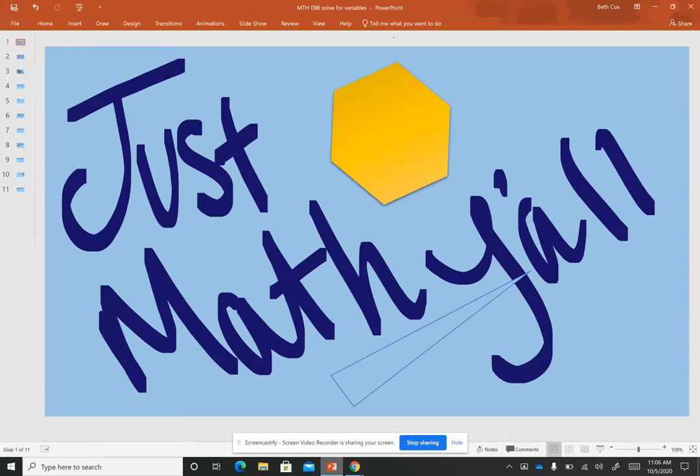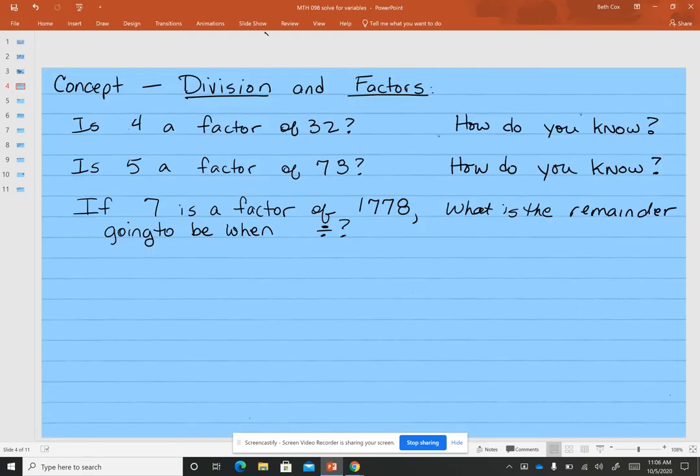We're going to look at synthetic division, and then we're going to get into zeros of polynomials. Here we go. All right. So first of all, let's think about division. What do we learn from division? We learn what factors are.